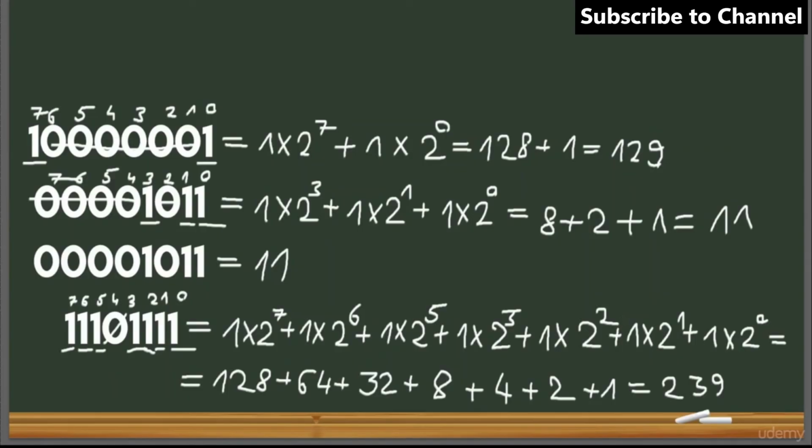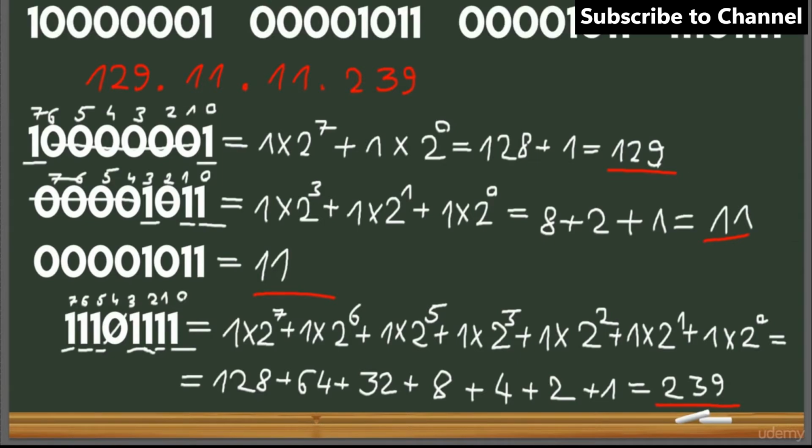All we have to do now is separate these results with dots, and we will get the IP address in dotted decimal notation. So let's go and do that. 129.11.11.239. Let me remind you what the IP address looked like in binary notation. You can see how much easier it is to read in this notation than in this one. So basically this was the whole process of converting an IPv4 address from binary to dotted decimal notation.